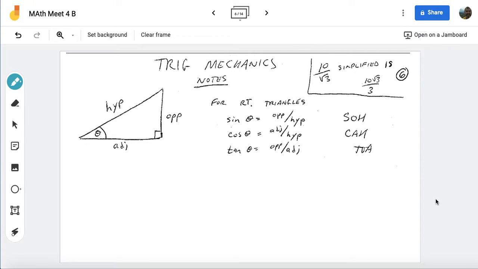Okay, math teachers, here's a video for the fifth category in the fourth meet, trig mechanics, and this is the only category that we can have our calculator. First, let's refresh our memory on some right triangle trig.